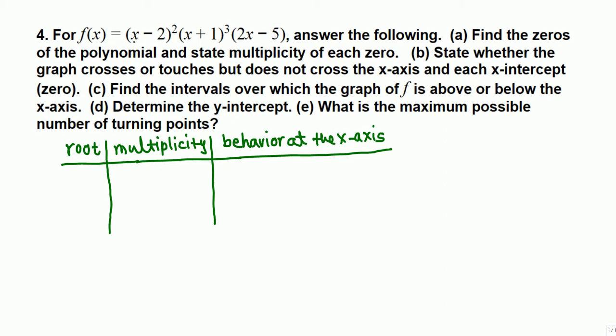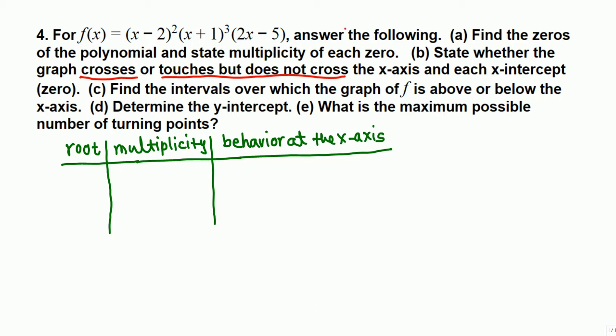For f(x) = (x - 2)^2 (x + 1)^3 (2x - 5), answer the following. Find the zeros of the polynomial and state the multiplicity of each zero. State whether the graph crosses or touches but does not cross the x-axis. So there are two options: crosses or touches but does not cross the x-axis at each x-intercept. Okay, and then we find more.